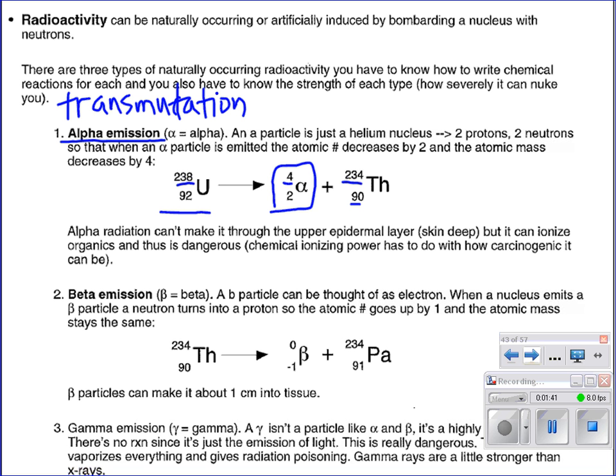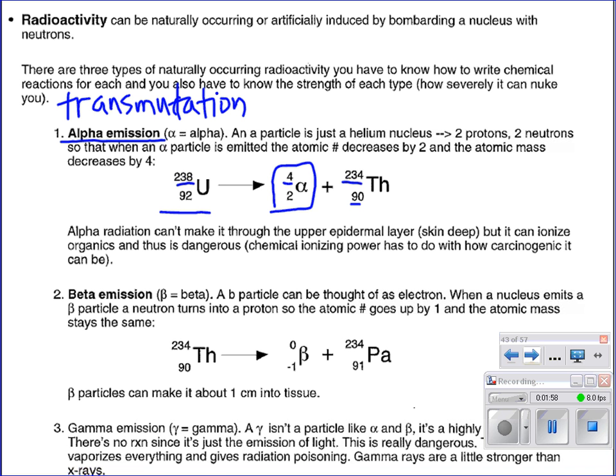Okay, so you'll have to write those balanced equations. The alpha particles, skin pretty much stops them. They're super chill radiation. If you want to get hit by something, this is the one you want to get hit by. Okay. Again, you have to know it by heart.